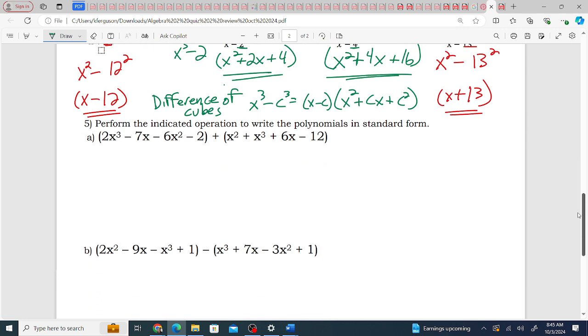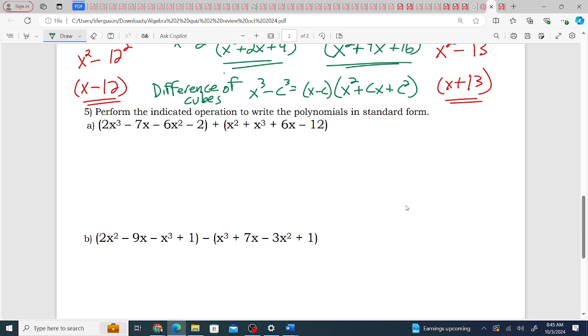Now, next I got perform the indicated operation. So what operation is indicated here? Don't all yell it at once. Addition. I've got one polynomial plus another polynomial. Now these polynomials are not in standard form, okay? There's no rule that says you have to have it in standard form, especially when you're adding. So it's not. But the instructions say write the polynomial in standard form. So I'm expecting your answer to be in standard form.